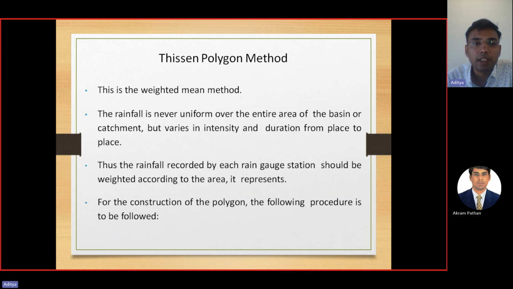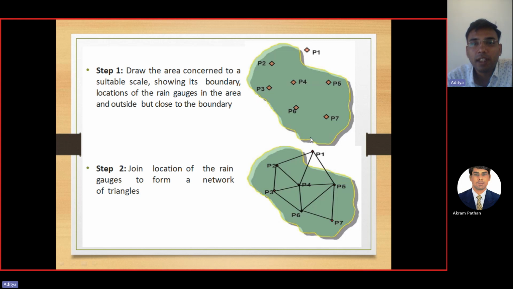The rainfall, as you know, is never uniform over the entire area of the basin or catchment, but varies in intensity and duration from place to place. Thus rainfall recorded by each rain gauge station should be weighted according to the area it represents. For construction of the polygon, the following procedure is followed. This is your area, and P1, P2, P3, P4, P5 are rain gauge stations. First you have to join all these points in the form of triangles, like you are doing triangulation in survey. You have to join all these points in a triangle network.